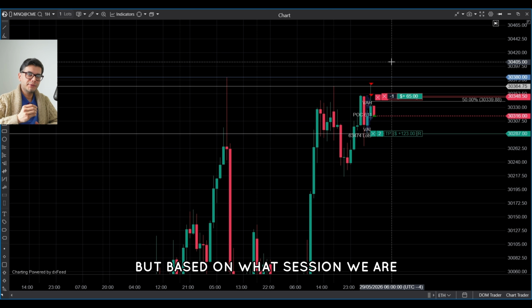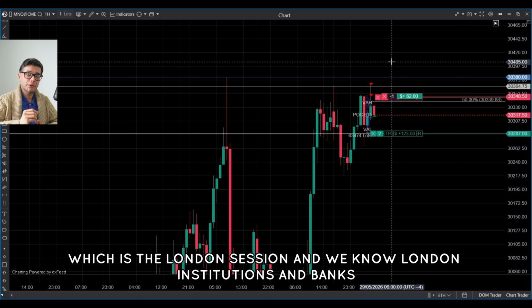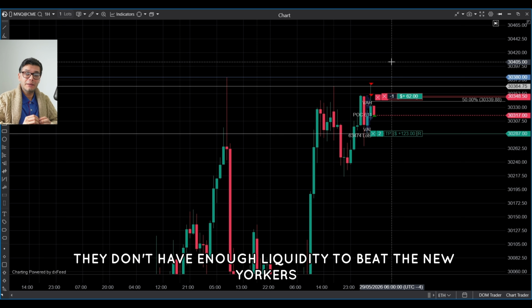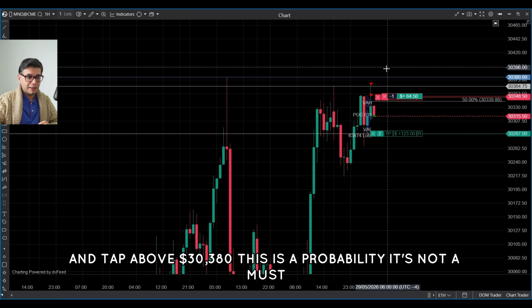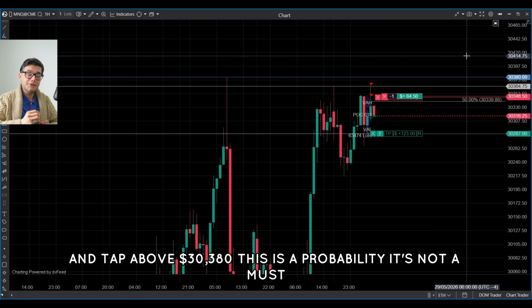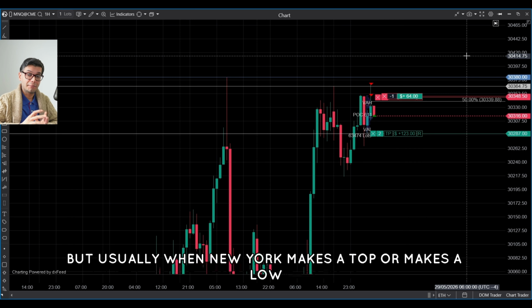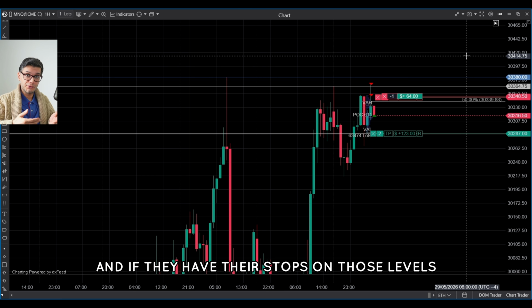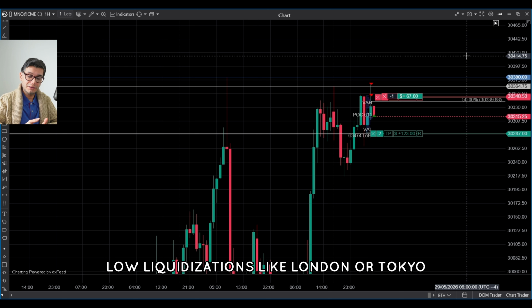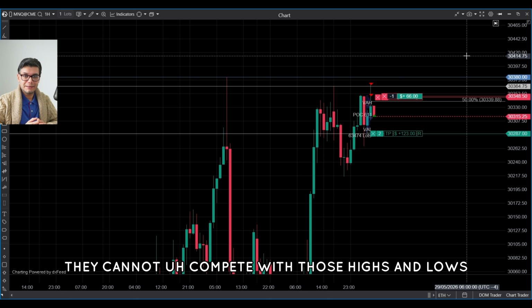But based on what session we are in, which is the London session, and we know London institutions and banks don't have enough liquidity to beat the New Yorkers and tap above $30,380. This is a probability. It's not a must. I'm not saying this happens all the time, but usually when New York makes a top or a low, and they have their stops on those levels, low liquidity sessions like London or Tokyo cannot compete with those highs and lows.